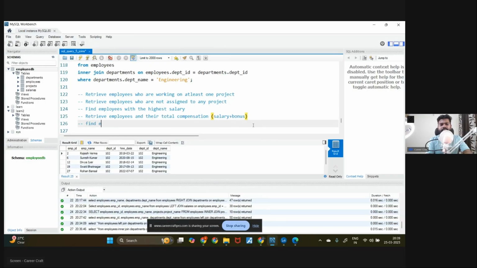Find employees who were hired before 2020 and have a salary greater than 80,000, right? So first question, retrieve employees who are working on at least one project. Try it out, guys.